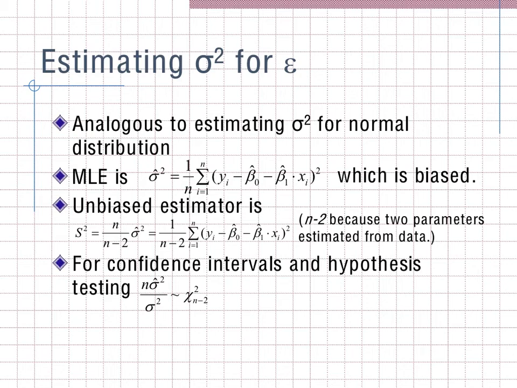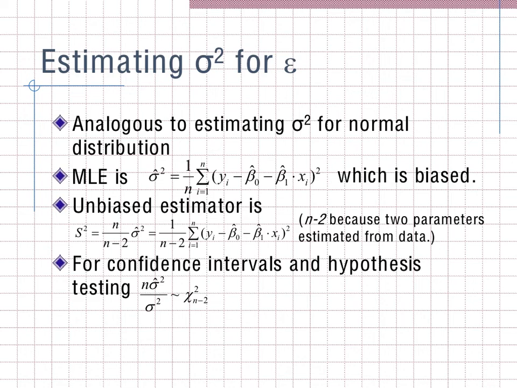This estimator is going to be biased downward, and the unbiased estimator for sigma squared is given by n over n minus 2 times the estimator we just talked about, or plugging that into the formula. This is the unbiased estimator for sigma squared for our bivariate regression model.